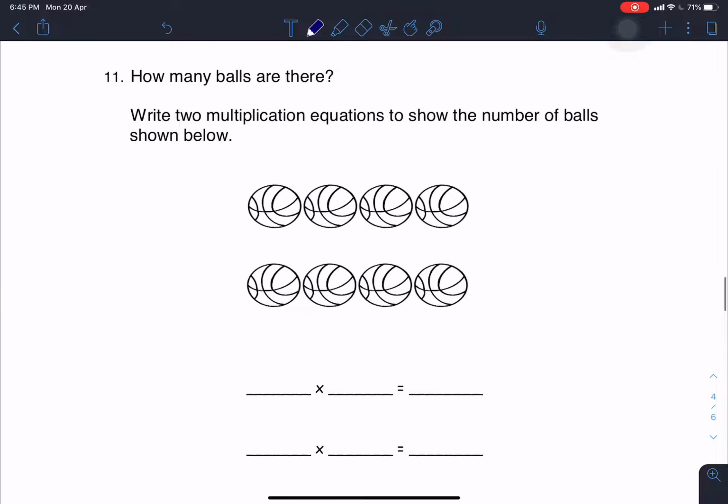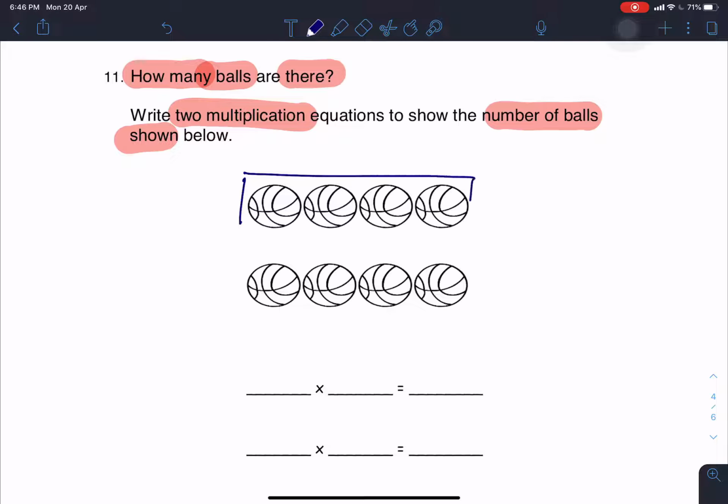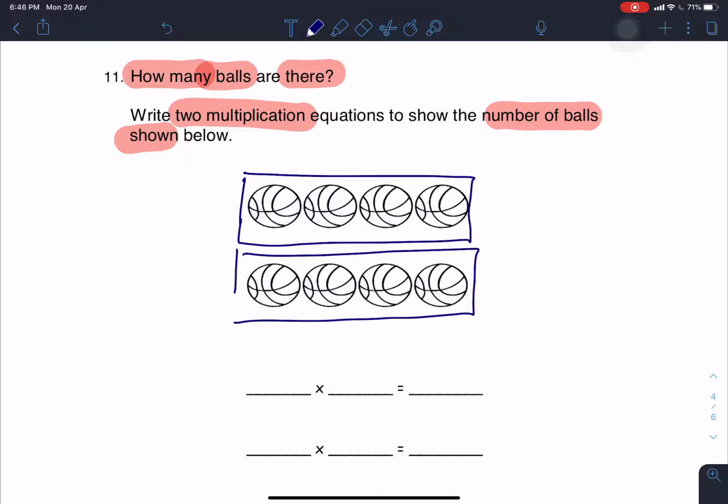Okay, so let's do more problem solving questions. So how many balls are there? Write 2 multiplication equations to show the number of balls shown below. So let's take a look. I can form it in this way. Okay, like this. When I see it, I know I have 2 groups of 4. So 2 multiplied by 4, which gives me 8.